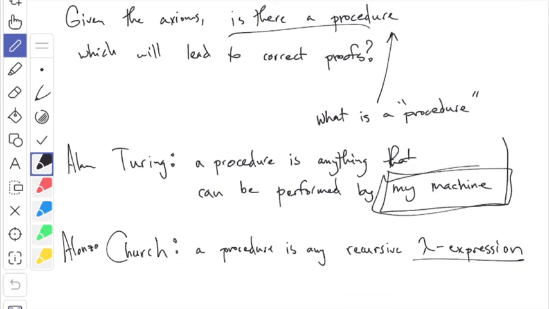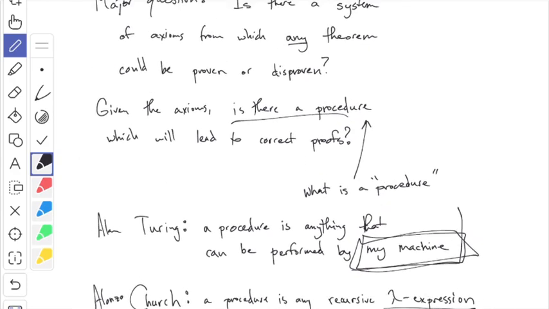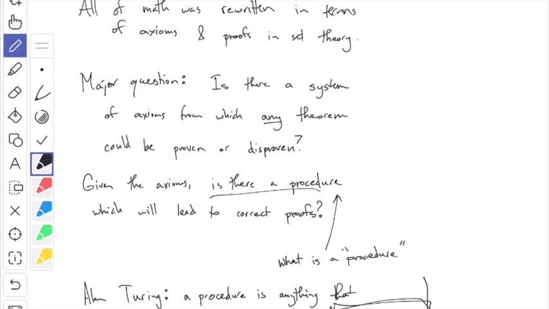My machine. Turing described a very specific type of machine with particular capabilities, and he argued that such a machine could, in theory, be used to carry out any possible computation. Can I just say, the answer to this question here, is there a system of axioms from which any theorem could be proven or disproven? At the time, nobody really had this in their mind, but it turns out that the answer to this question is no.